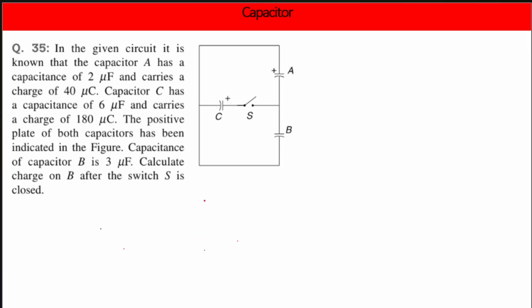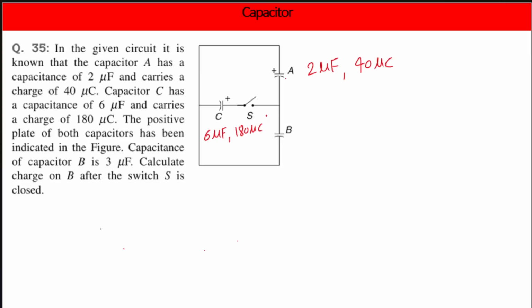Question क्या कह रहा है? We are given the circuit. There are three capacitors A, B and C. ठीक है? A has a capacitance of 2 microfarad and it has a charge of 40 microcoulomb. ठीक है? C has a capacitance of 6 microfarad and it has a charge of 180 microcoulomb.